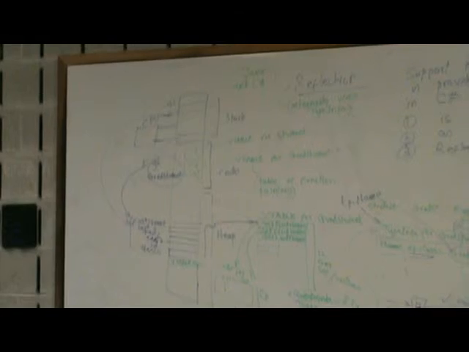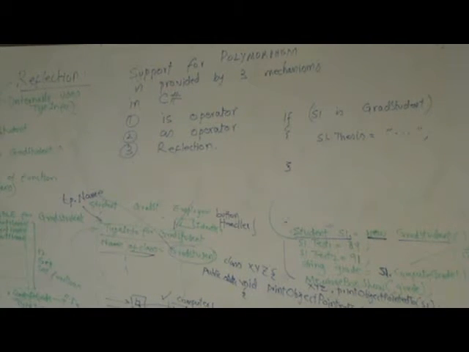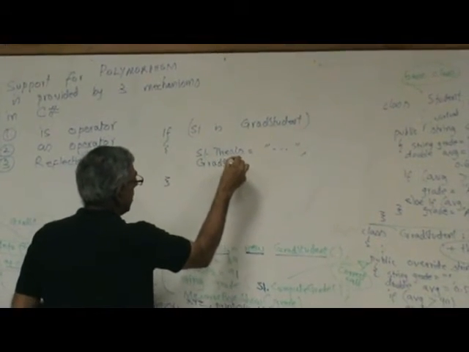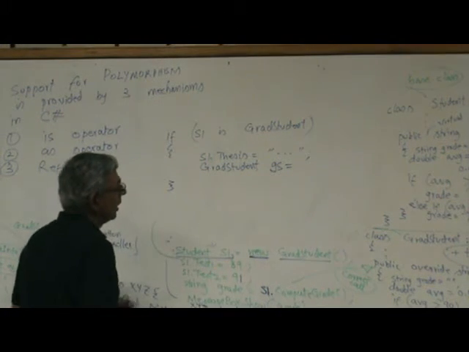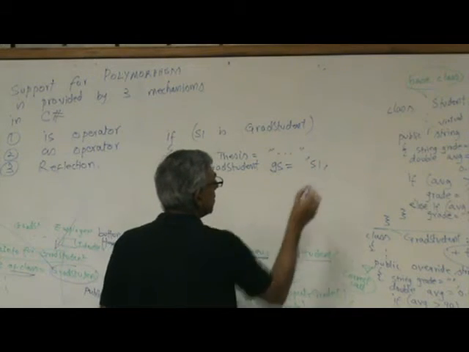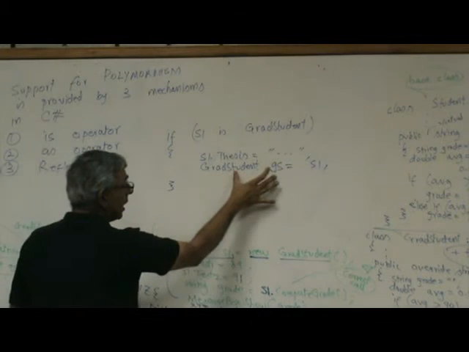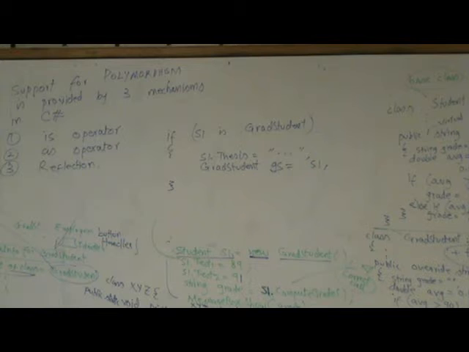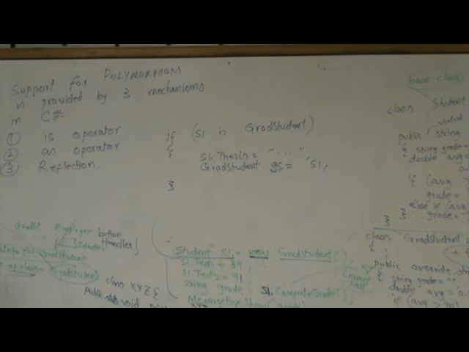Okay, is the camera still on? Yeah, it's good. So: GradStudent GS equals S1. If you just take a look at this part, GradStudent GS will create this reference, and then equal to S1, so wherever S1 is pointing to, GS will also be pointing to.